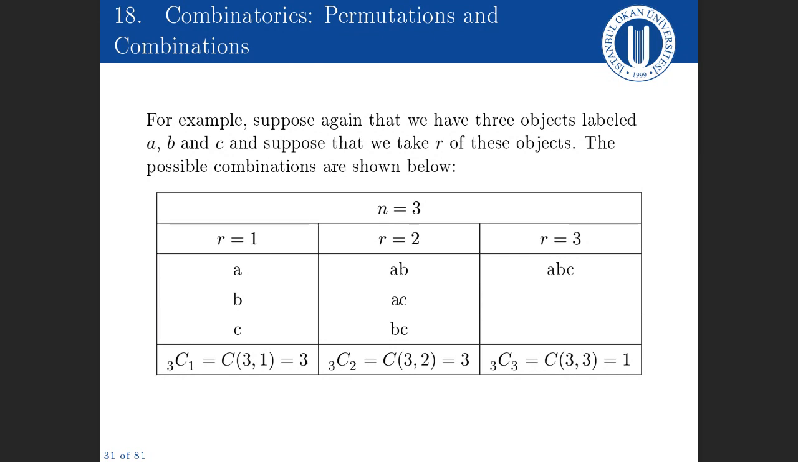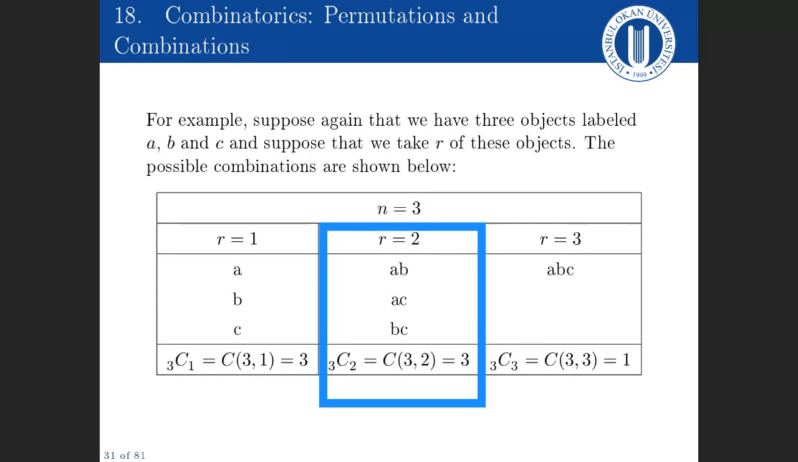Next, let's look at the middle column. We could choose AB, and remember that if the order doesn't matter, that's the same as BA. Or we could have AC, and because the order doesn't matter, that's the same as having CA. Or we could have BC, which is the same as having CB. There's 3 different ways that we could take 2 objects out of 3 if the order doesn't matter. So 3C2 is equal to 3.